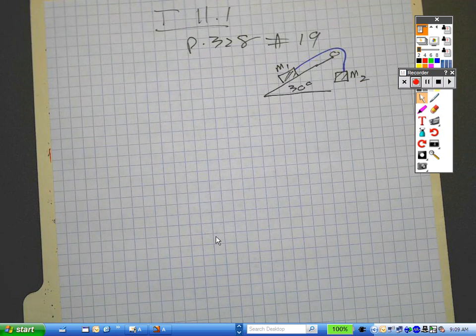Hey, AP Physics students. Here are a few hints to help you get started on T11.1, page 328, number 19.